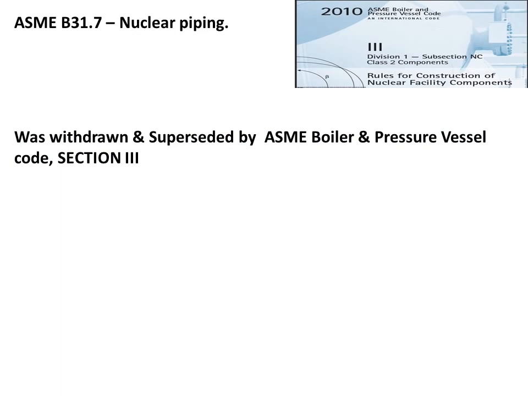Next is ASME B31.7, meant for nuclear piping. Well, this was withdrawn and superseded by the ASME Boiler and Pressure Vessel Code Section III.